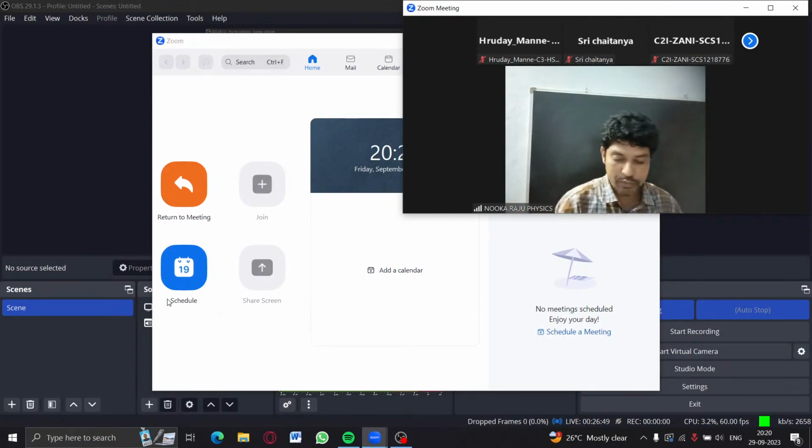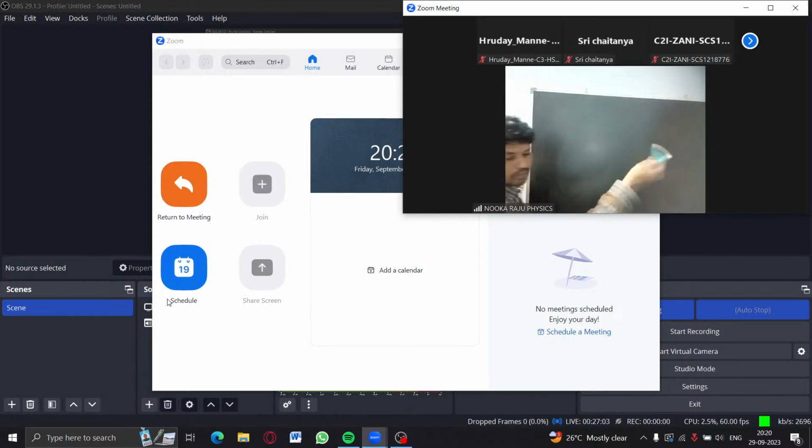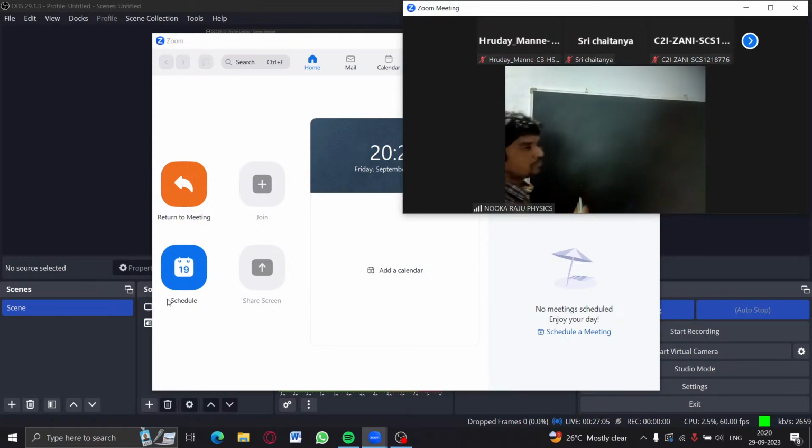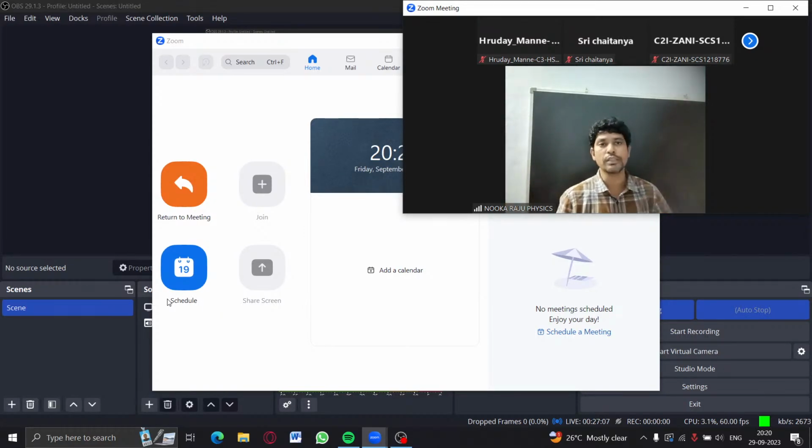So, very good evening, students. In the previous class, I started relative motion in the concept of center of mass. So, I will continue the same concept. Now, try to understand the important notations related to relative motion.